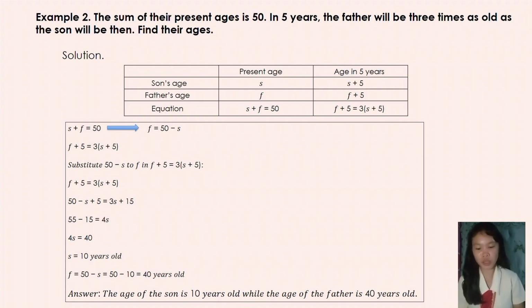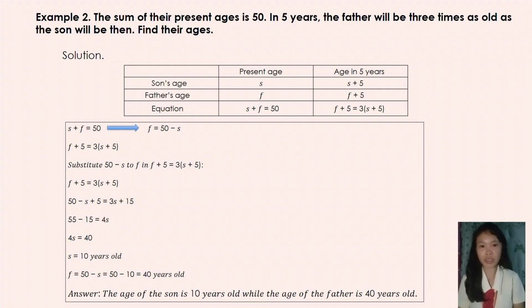So we will substitute 50 minus S to F in F plus 5 is equals to 3 times quantity S plus 5. So it will be 50 minus S plus 5 is equals to 3S plus 15. So we will combine similar terms. 55 minus 15 is equals to 4S. So it will be 4S is equals to 40.